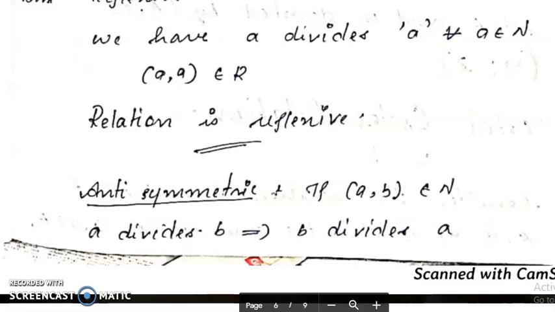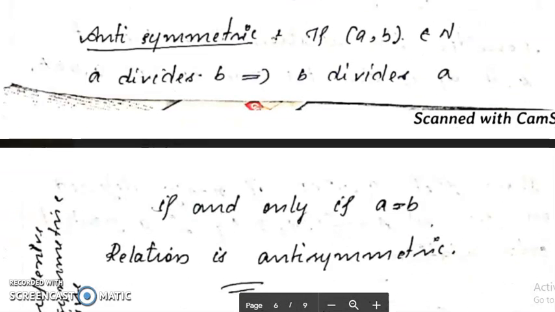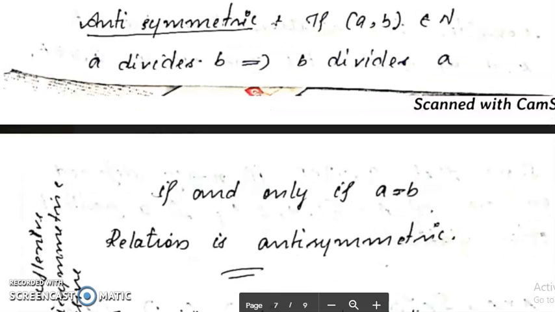R is reflexive. Then let us come to anti-symmetry. What is the anti-symmetry condition? We know anti-symmetry for A, B elements of N. When (A, B) is an element of the relation, let us write it as R, (A, B) element of R means A divides B because the relation is divides. A divides B means definitely B divides A if and only if A is equal to B.